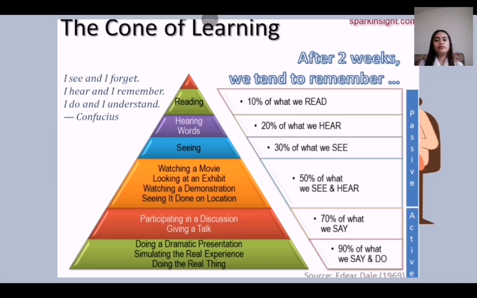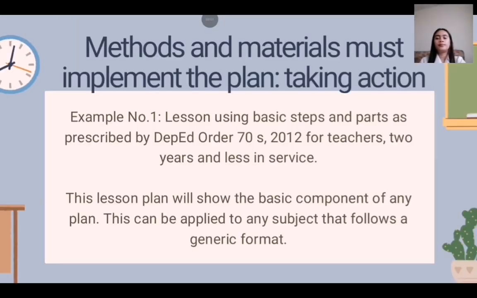Like watching a movie, looking at an exhibit, watching a demonstration, seeing it done on location. 70% of what we say, like participating in a discussion, giving a talk, or a debate. And 90% of what we say and do, like doing a dramatic presentation, simulating the real experience, doing the real thing. Methods and materials must implement the plan, taking action.